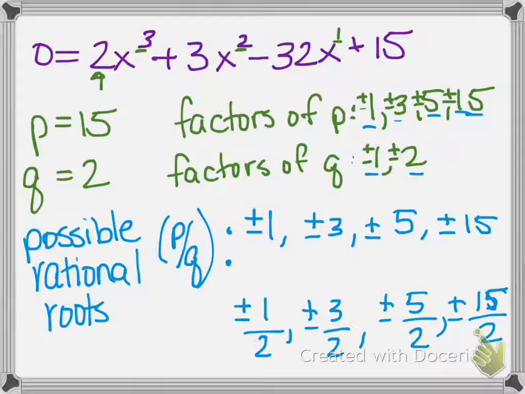Okay? So let's look at example 2. Because that's all they were asking us to do. Find all possible rational roots. Well, those are all the possible ones it could be. Okay? So for number 2, same directions.